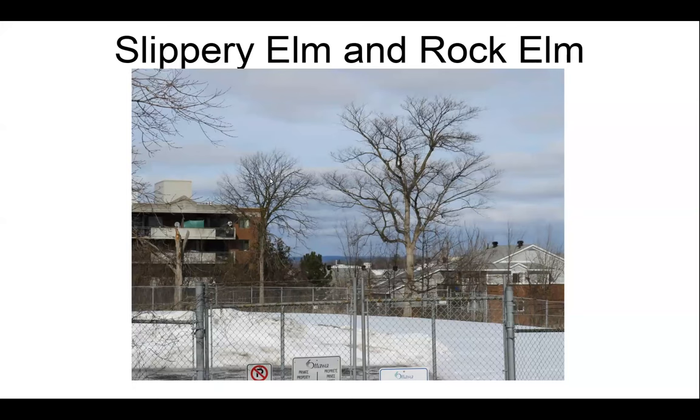Rock elm is often a very rugged tree. Lower branches often are pendulous and long. And you can see, maybe not, because this is zoomed out, the branches have thick cork here and there. We'll see a lot more as we go here.